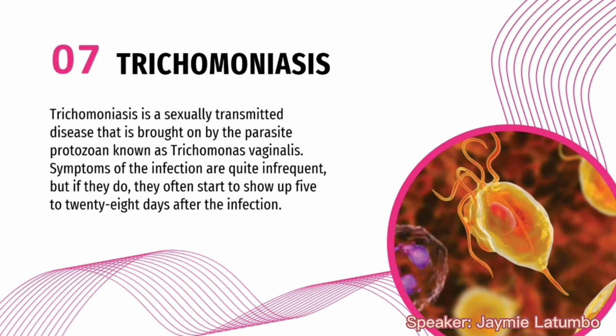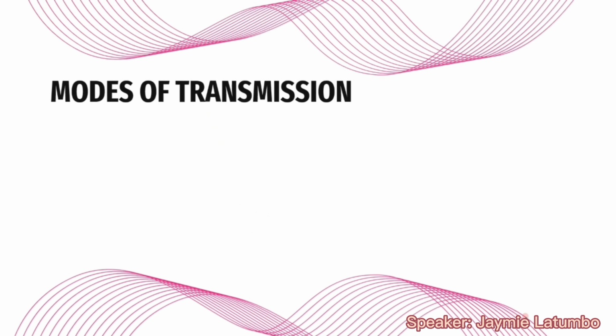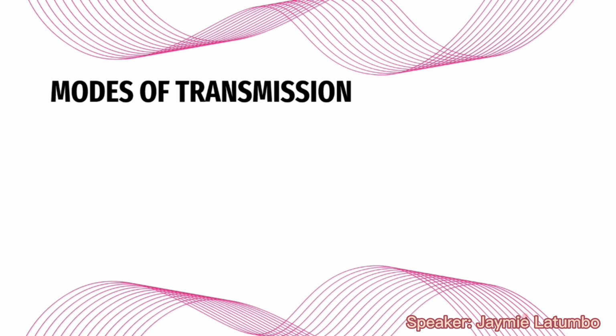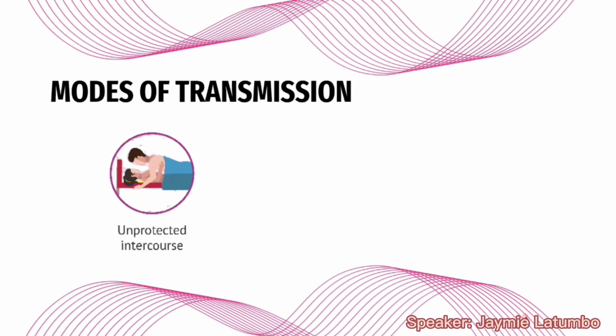Now that we have already tackled the different types of STD and STI, let's proceed to the modes of transmission. Here are some of the ways STD and STI can be transmitted. The first one is through unprotected sexual intercourse. The disease or infection can sometimes be found in body fluids, such as semen, vaginal discharge, and blood. Which is why if someone has unprotected sexual intercourse with an infected person, the disease could also be passed on to him or her.